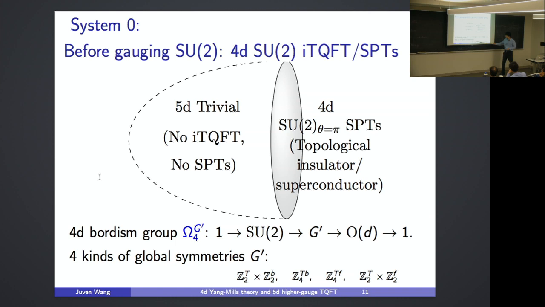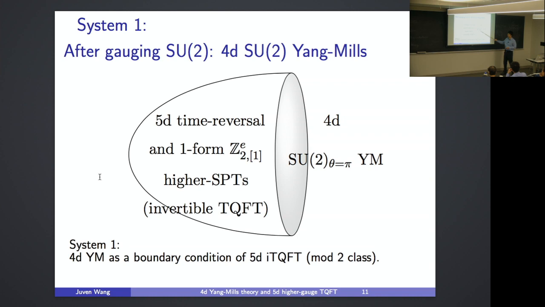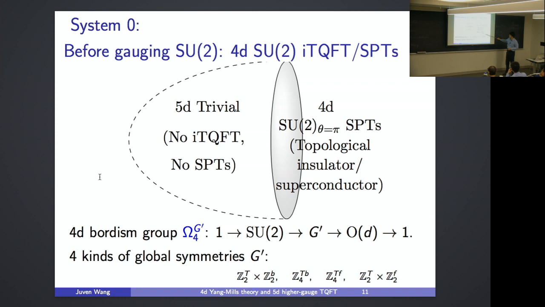A few cases are already known from condensed matter people, but some of the bosonic cases are new in our work. In this case, we don't need a five-dimensional bulk. 5D is trivial, while the 4D lives by its own dimension. But we want to gauge the SU(2). So once I gauge SU(2), the system I start with becomes SU(2) Yang-Mills theory. For some of them, okay, not all of them, some of these SPT states, gauging SU(2), will become Yang-Mills.